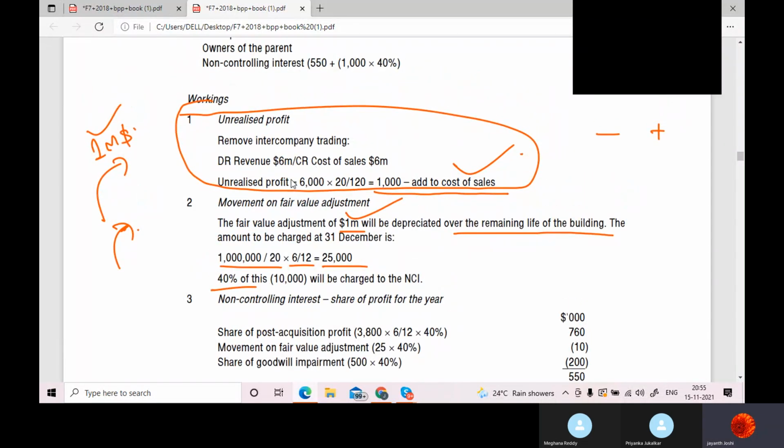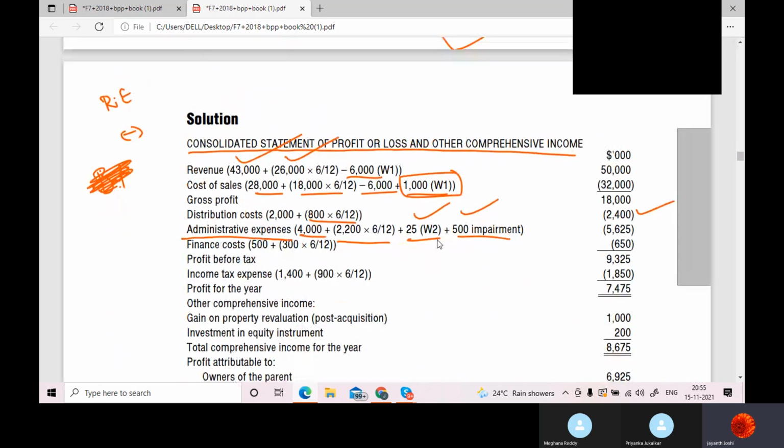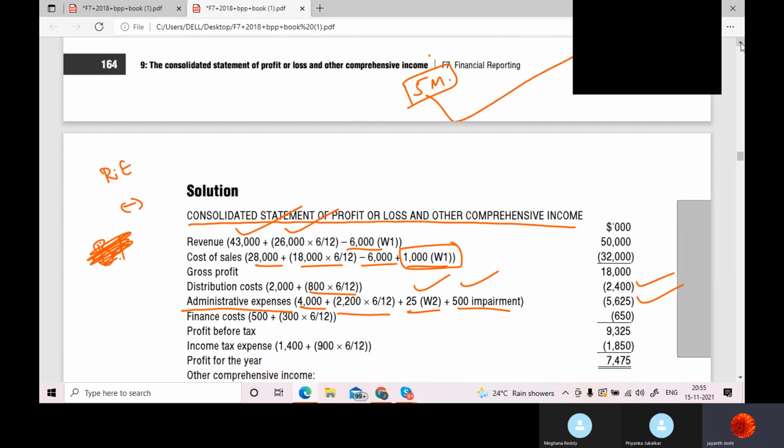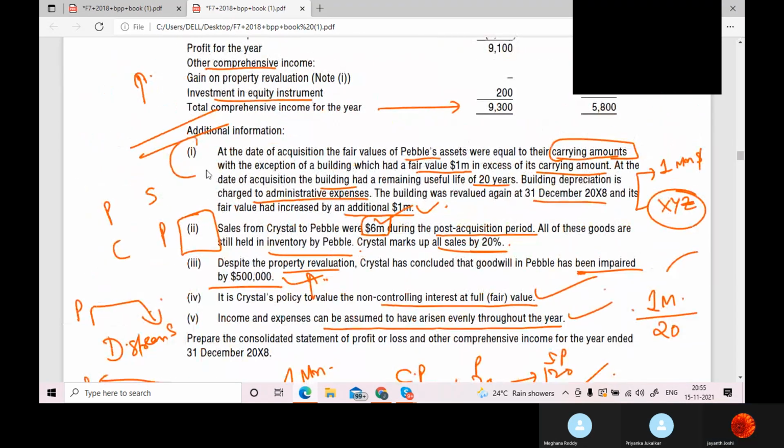So this is the movement on the fair value adjustment. Since the asset value is increased by 1 million, the depreciation also will increase. And since it is a mid-year acquisition, we take half of the year's depreciation and add it here. Done. This is your administrative expense, and this entire thing is gone now.